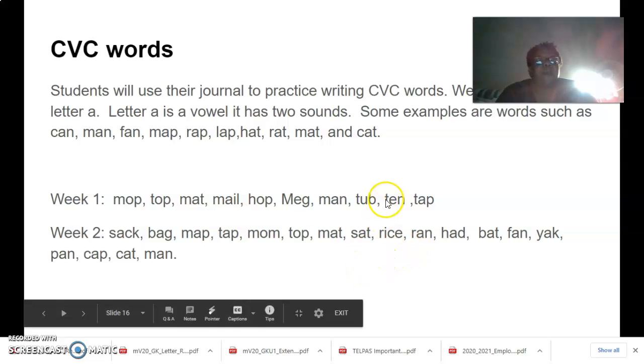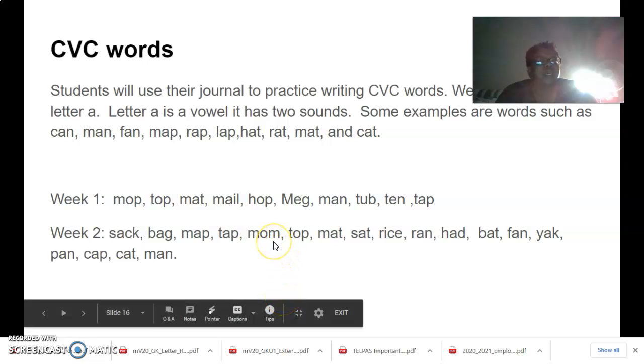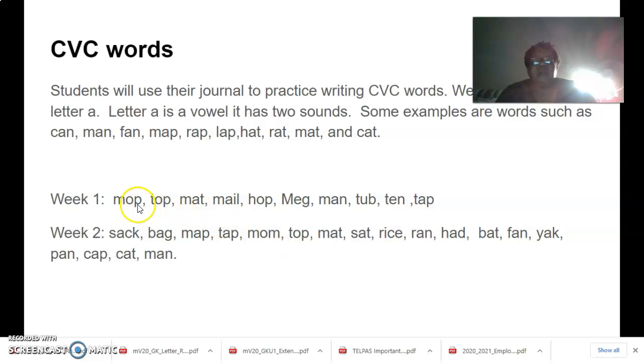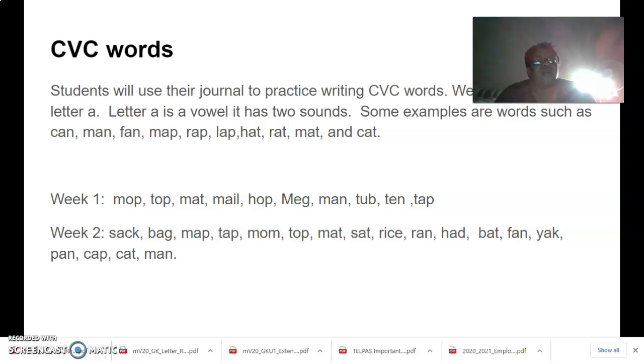And since we're doing letter A, I tried to include words that had A in the middle. Also, I used some words that were just CVC words. And so here I had can, man, fan, rat, mat, cat. For week 1, here were some words that we used in our lesson. And then here are some more additional words for week 2, like sack, bag, map, tap, mom. You can also look in their K.1 workbook and use some of the pictures for sounding out their words as well.